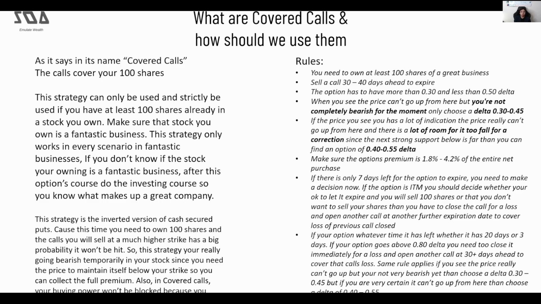This strategy is the inverted version of a cash secured put. This time you need to own 100 shares, and the calls you will sell at a much higher strike have a big probability that they won't be hit. Similar to cash secured puts, where you had a probability within the delta, and within supports, that the price would respect that area and go up.